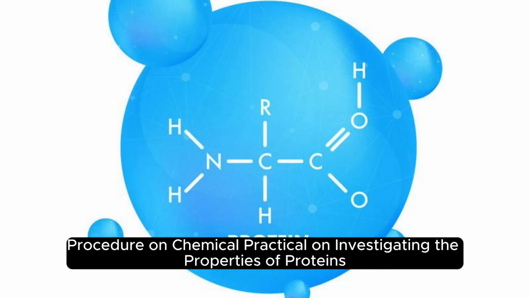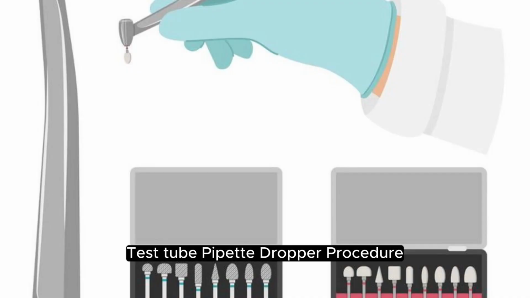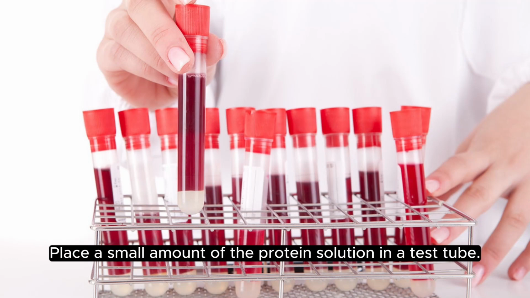Procedure on chemical practical on investigating the properties of proteins. Materials: protein solution, biuret reagent, beaker, test tube, pipette, dropper. Procedure: place a small amount of the protein solution in a test tube.